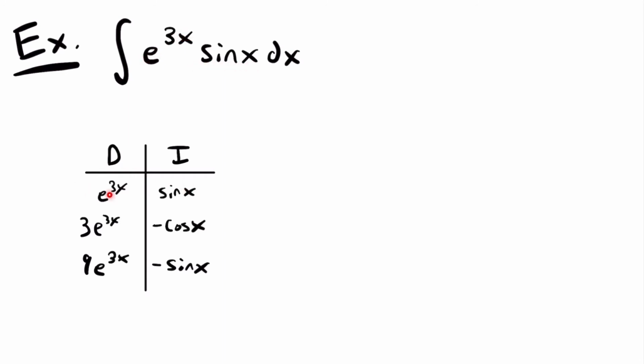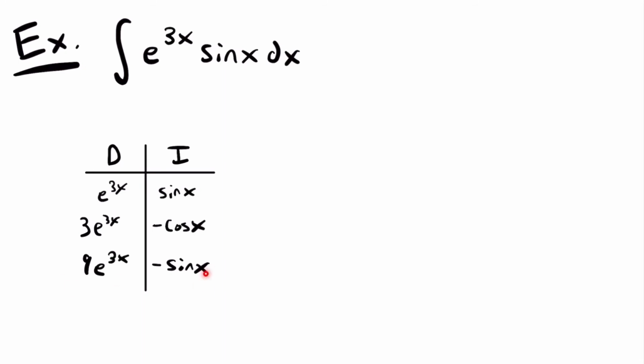And so ignoring the first row here, we want to look for a product of the terms between our rows that together would match what's in our integral, or are a multiple of what is in the integral. And so if you go to our third row here, notice that we have 9 times e to the power of 3x and negative sine of x. If we multiply these two terms together and ignore the negative 9, we have e to the power of 3x and sine x, which matches what's in our integral.